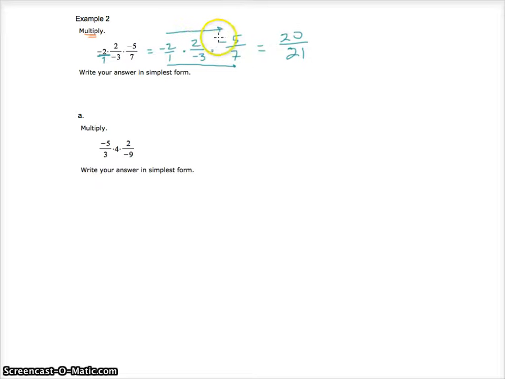Now I need to count my negatives. I have 1, 2, 3. 3 is odd, so it's going to be a negative answer. So if you cannot cross reduce, multiply straight across. Even if you can cross reduce, you still multiply straight across. But it's not a big deal if you can't. And if you forget at the end, just make sure that you end up reducing them. 20 over 21 does not reduce.